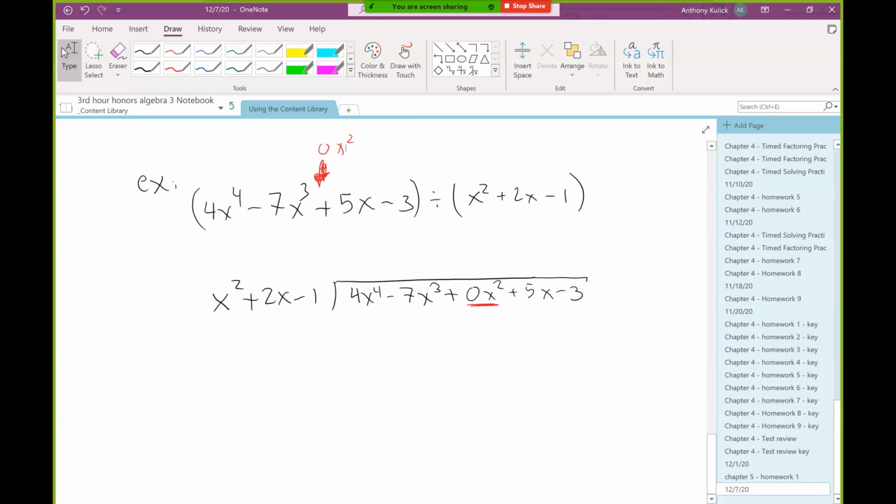Any term that's missing, either in the divisor or the dividend, or both, you need to put zeros in. Okay? No matter how many terms there are, no matter where they're at, please remember to put the zeros in.